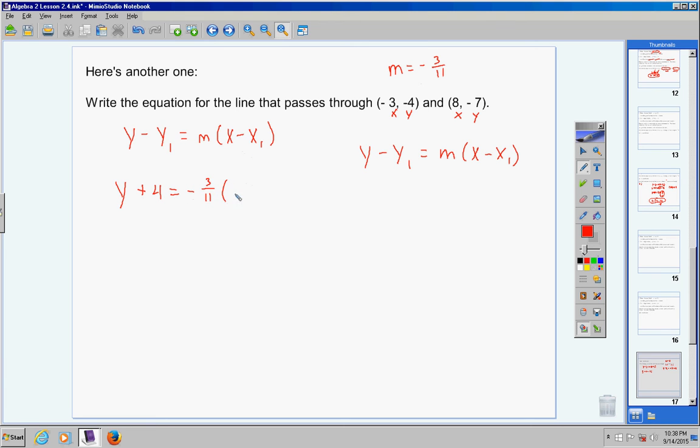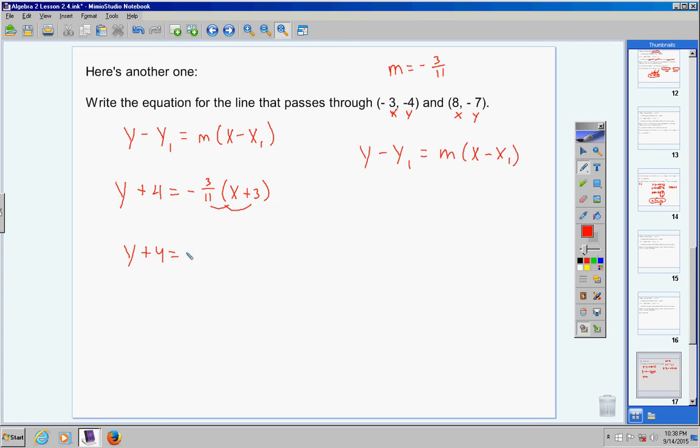And then x minus, well, my x value is a negative 3. So x minus a negative 3 is positive 3. Alright, now let's get y by itself. So take the right side and simplify. Take your negative 3/11 and multiply it through.